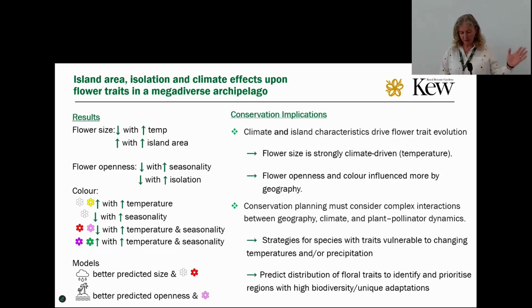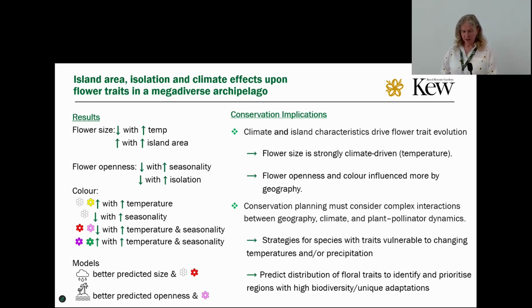Firstly, we can see that flower size and openness were affected by variations in different parts of the model. Flower size decreased with higher temperatures, as would be expected, and increased with larger island area, but there was no particular effect of drought, so precipitation seasonality, or isolation. On the other hand, flower openness decreased with both precipitation seasonality, so drought variation, and isolation. It wasn't clearly linked to temperature or area.